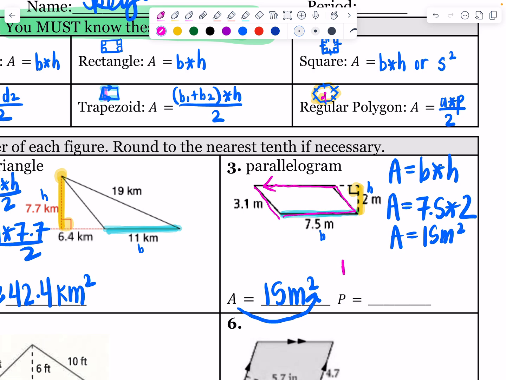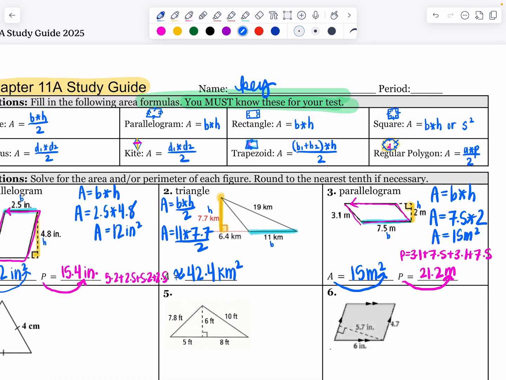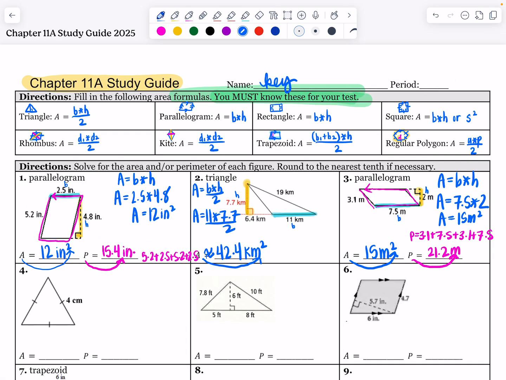That perimeter would be 3.1 plus 7.5 plus another 3.1 on the other side, since it's a parallelogram, plus 7.5. Ooh, don't know why that went over there. What I like to do in my calculator is do 3.1 plus 7.5. I get that number and I just double it instead of having to type all of that in. This is perimeter. This is going to be 21.2. Since it's perimeter, it is just going to be meters. Okay, so make sure you're paying attention to the units every time. This was an area, so this was to the second power. So make sure you're including those units.